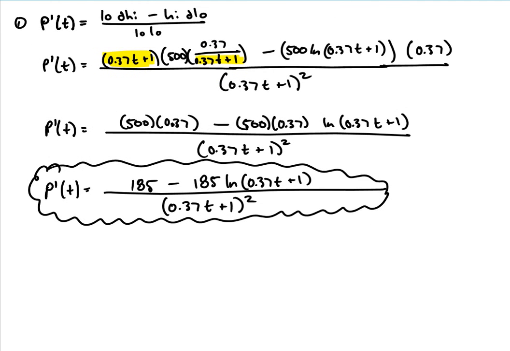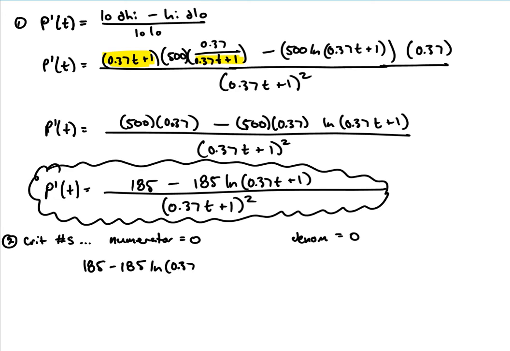Now, it's a rational function, so to get our critical numbers, you set your numerator equal to 0 and your denominator equal to 0. So our numerator set equal to 0 is 185 minus 185 natural log of 0.37t plus 1 set equal to 0. And our denominator, 0.37t plus 1 squared, is also set equal to 0.